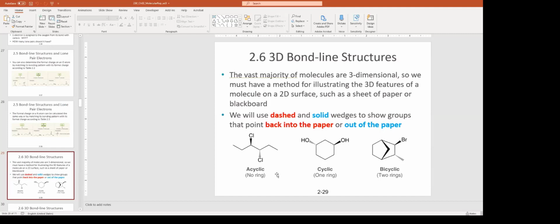On the other hand, dashed wedges like this mean they're going away from you. So as I look at this on the screen, this chlorine is coming out of the screen towards me, and this chlorine is behind the screen, is the way I should be seeing this. Now remember, of course, these molecules can always flip upside down. If I flipped it upside down, what would happen? The chlorine that was coming out at me would now be going away from me, and the one that was going away from me is now towards me.